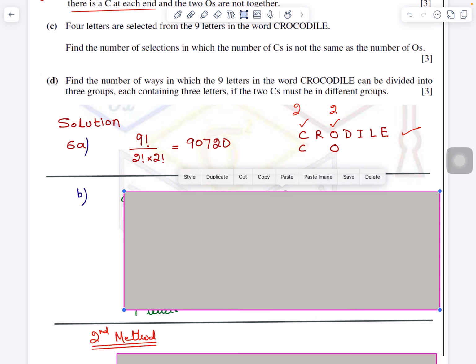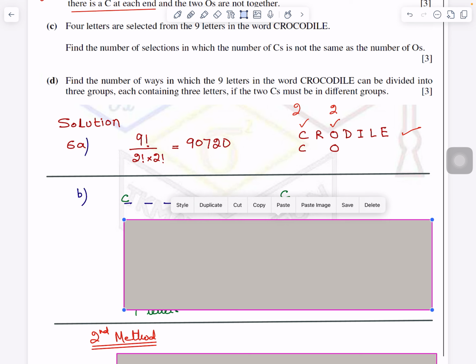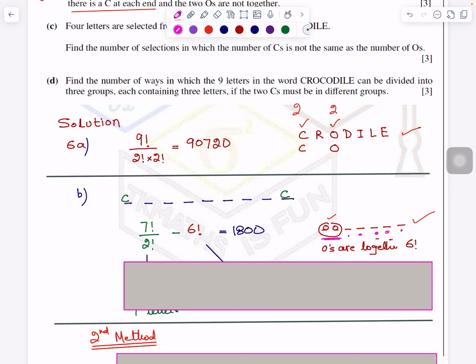Now, what are those ways? Number 1 is, I have written here 9 dashes, and on both ends there are C. Now, how many dashes are in between? 7, right? Now we have to manage these 7 letters, and O's have to be together. So if I put O's together, then I have 1 dash here, 2, 3, 4, 5, 6. 6 factorial. 6 factorial will tell you all the cases when O's are together, right?